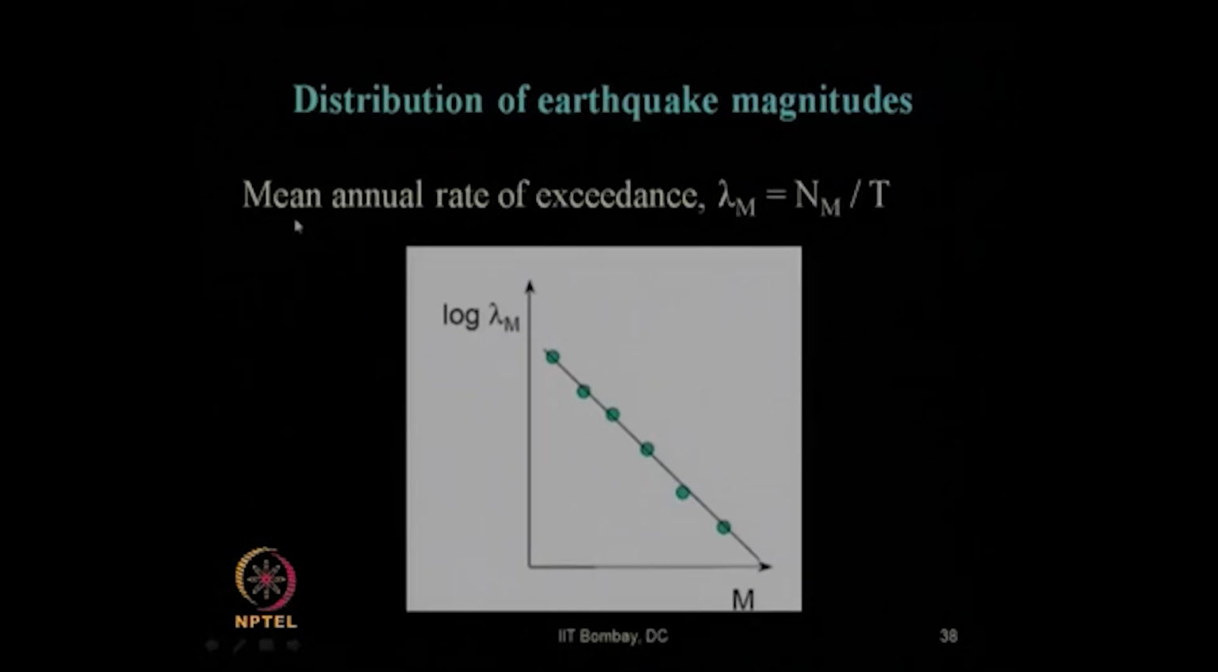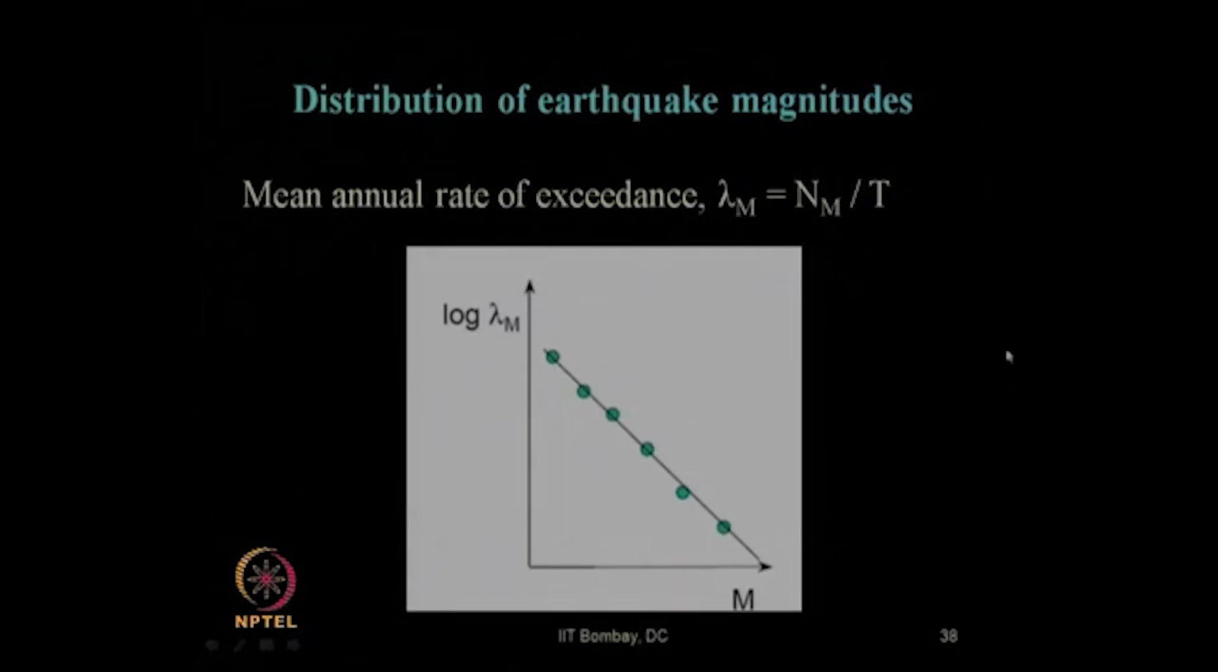We can plot the mean annual rate of exceedance, which we denote as, say, lambda m. What is lambda m? This is nothing but N m, the number of events of that magnitude m, divided by T, that is, for how many years you have chosen it. So, it will automatically give the mean annual rate, that is, on a per year basis. Is it clear?